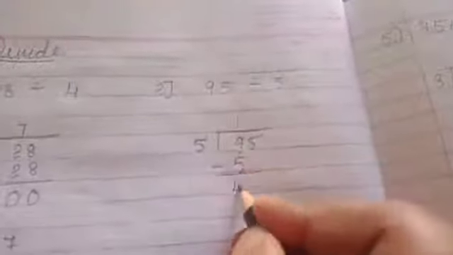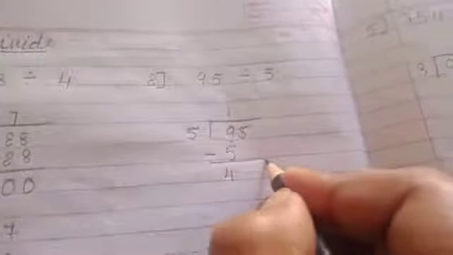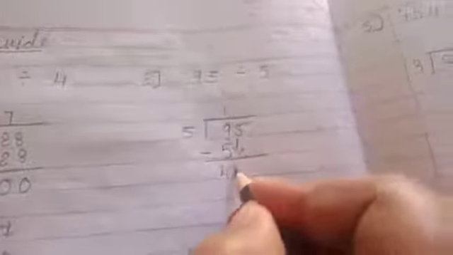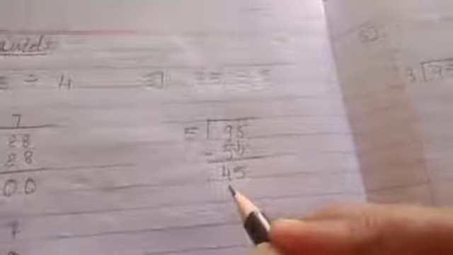Now here we will do subtraction. So 9 minus 5 we get 4. Now 4 is smaller than 5, right? So what will we do? We will carry down this 5. So it will become 45. So now in the 5 table, when 45 comes, 5 9s are 45.